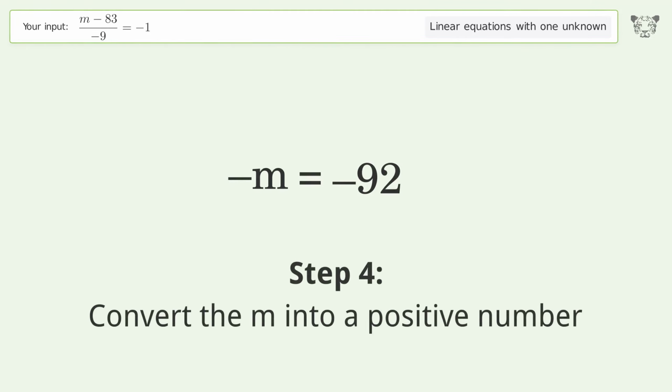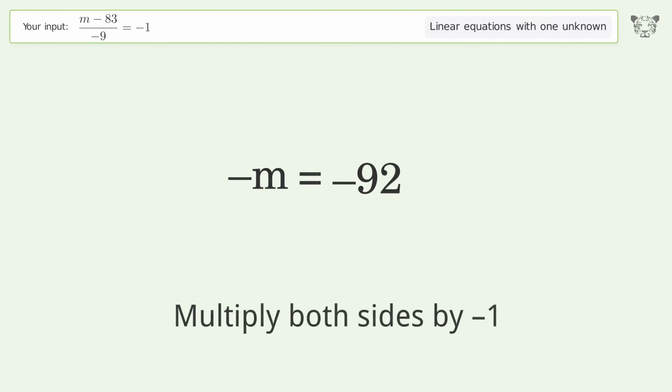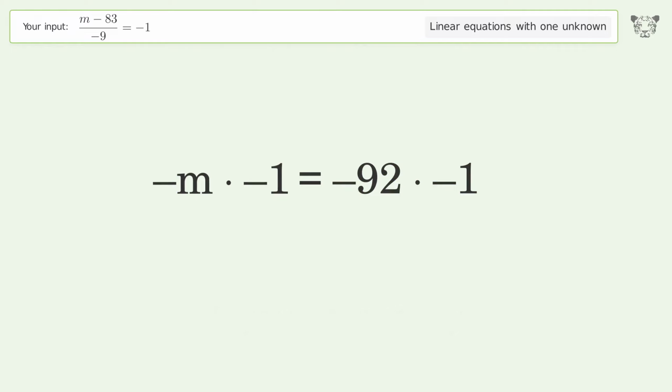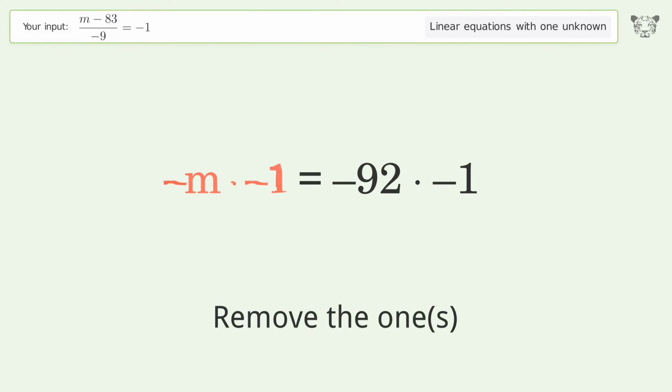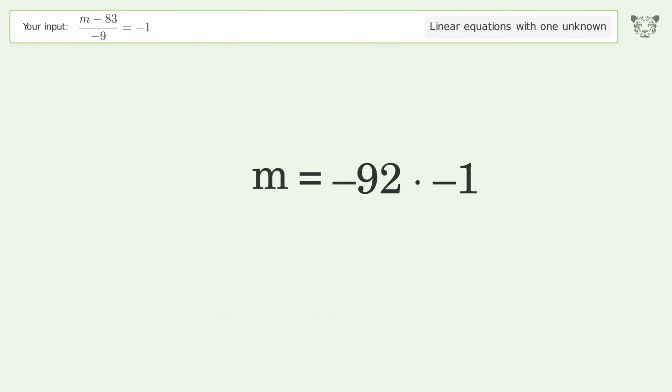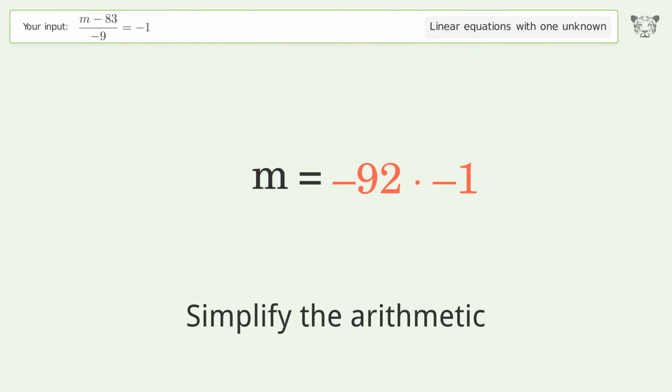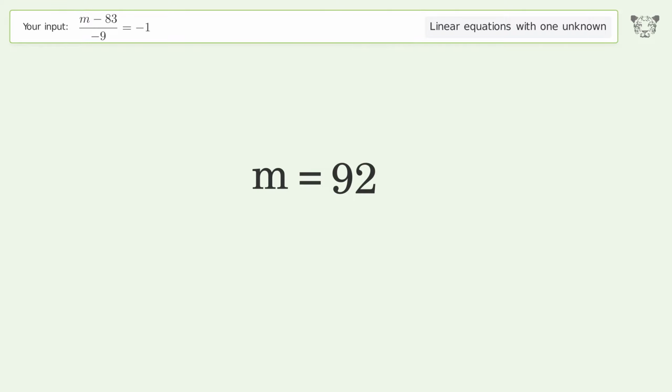Convert the m into a positive number. Multiply both sides by -1. Remove the ones. Simplify the arithmetic. And so the final result is m equals 92.